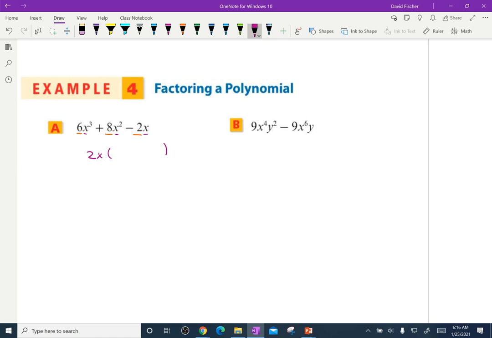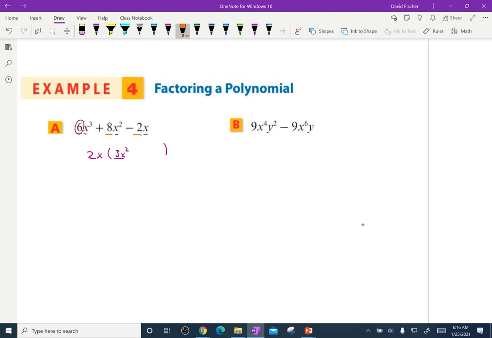polynomials. What I'm going to do now is I want to say 2. I need to be able to get back to this. So if I factored out a 2x, times what would get me back to 6x to the third? Well, 2 times 3 gives me 6. That's what I needed there. And now x times what would give me x to the third? X to the second. Remember, we add exponents when we're multiplying. So that gave me my first term.